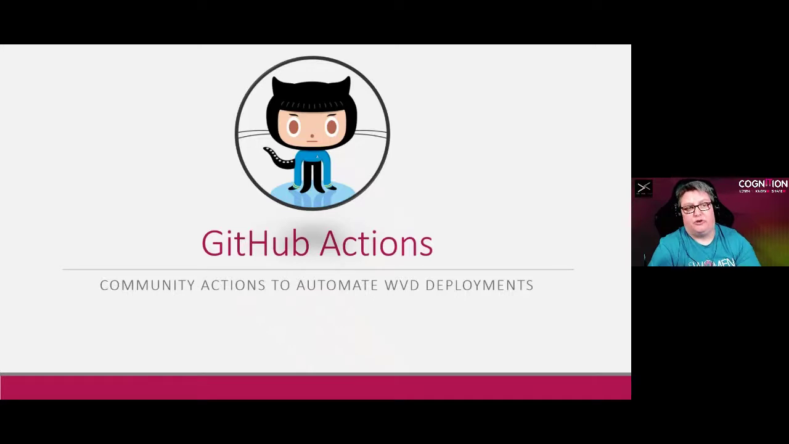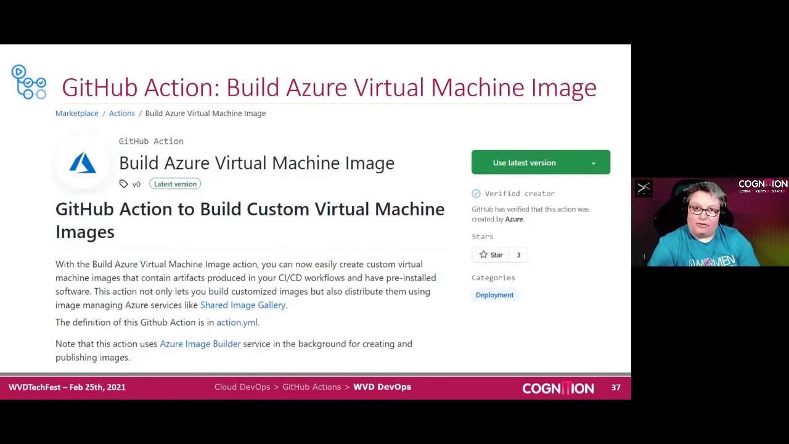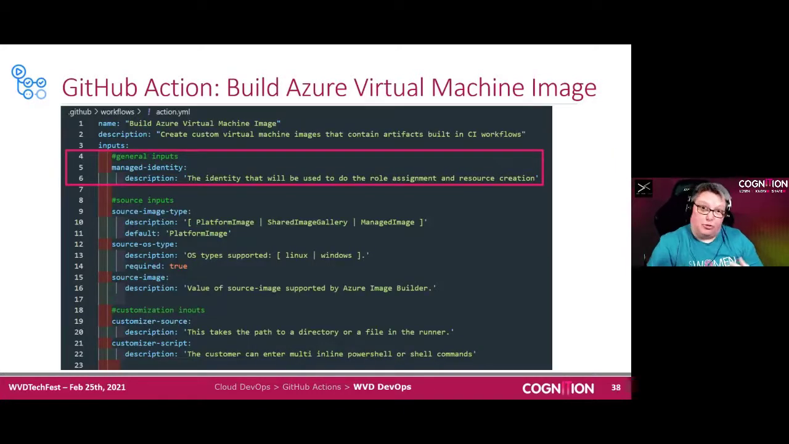So once again, focusing on GitHub Actions. And I'm gonna quickly talk you through some of those community actions that I'm gonna use to automate my WVD deployments. So first off, as I already introduced the star of the show, the Azure Virtual Machine Image action to build my custom image. And if we're looking at the definition of this action, it allows me to provide some input values to trigger or kick off this action in an automated way.